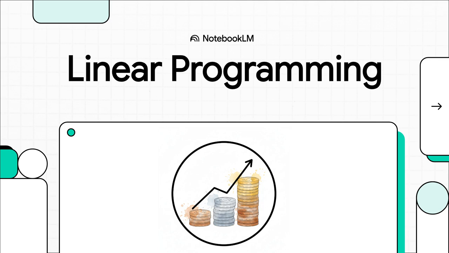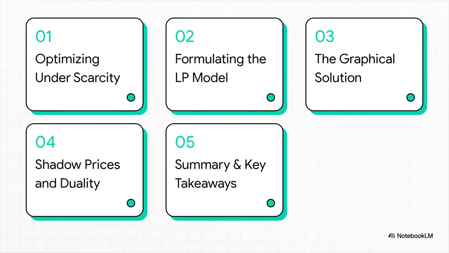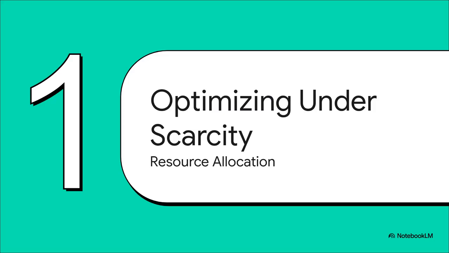Today, in this explainer, we're going to look at a highly effective mathematical tool used to solve that exact optimization problem. Here is our agenda for today. First, optimizing under scarcity. Then, formulating the LP model, the graphical solution, shadow prices and duality, and finally, a summary and key takeaways.